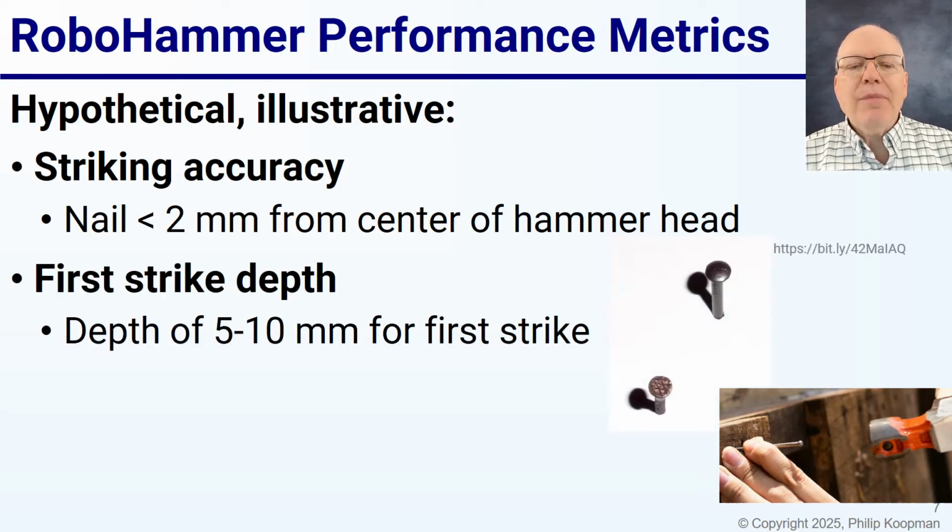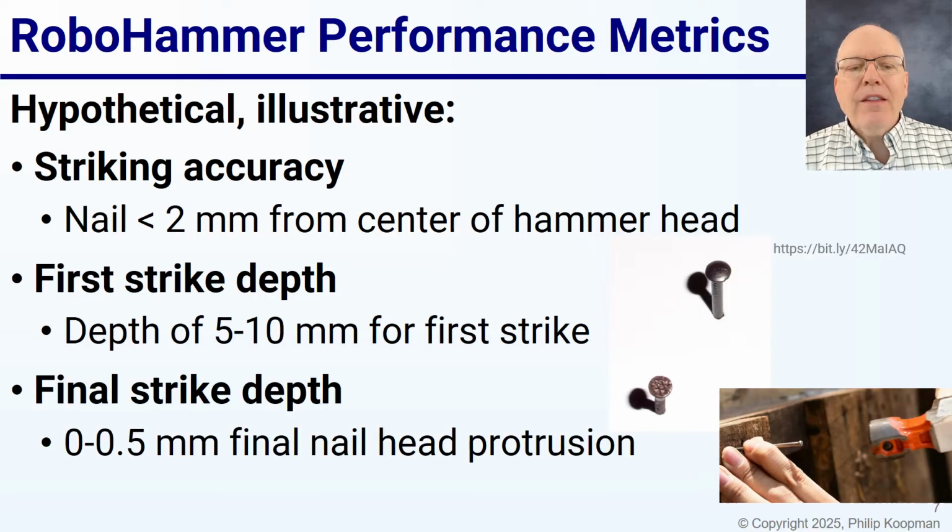And for the first strike depth, you probably want to go down 5 to 10 millimeters on the first strike to get the nail really set so the person can remove their hand and the nail's not going anywhere, and then the robot can beat it in the rest of the way. And for the final strike depth, you want no more than 0.5 millimeter sticking up out of the fence. It's a rough cut fence, 0.5 millimeter is going to be fine, but you don't want to be putting big dents in the fence and you don't want the nail sticking out.